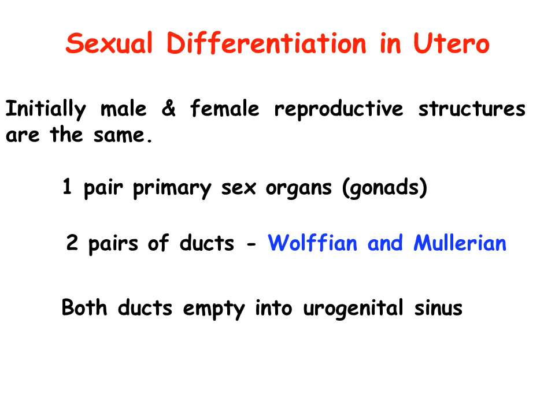Now, I want to spend a little bit of time talking about sexual differentiation in utero. Your book, in this particular version, goes into a little bit more detail than I want to, but it's still kind of nice to get an idea of how this happens because it really is part of the miracle of life. So, what happens as a child is developing, the reproductive structures of both male and female very early on are exactly the same. They both have one pair of primary sex organs, known as the gonads, and two pairs of ducts, the Wolffian and the Mullerian. Both ducts will, of course, empty into the urogenital sinus.